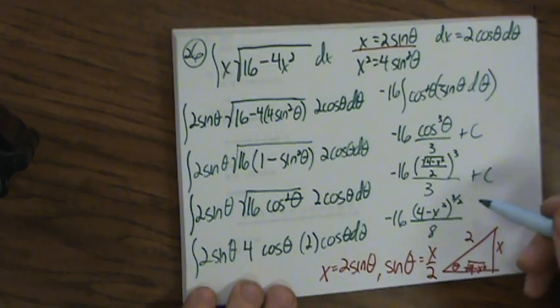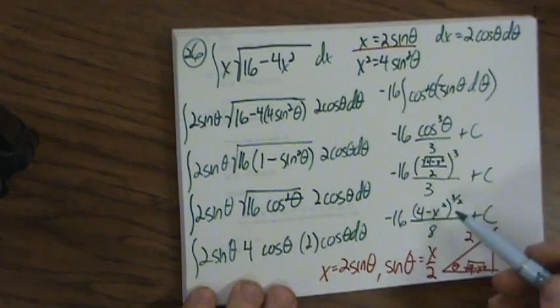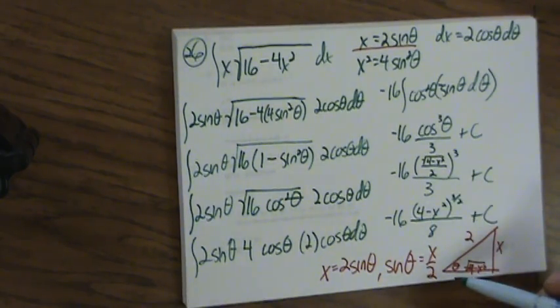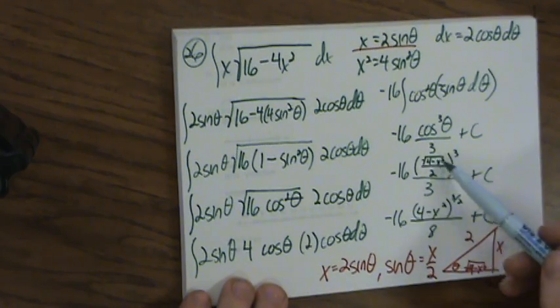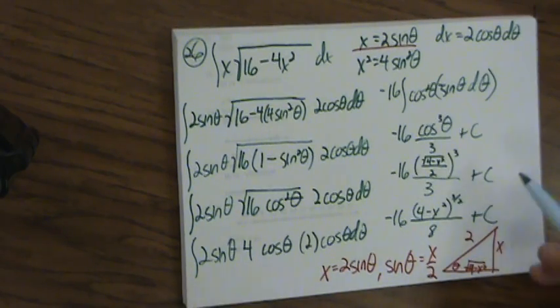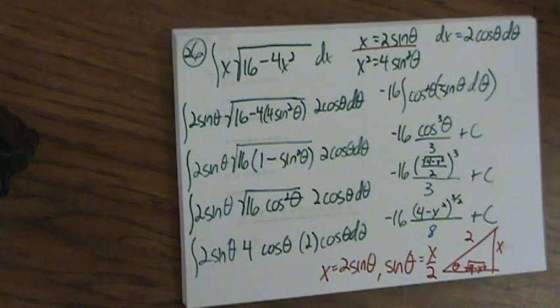Okay. If you possibly got lost here with raising this to the 3/2, just review changing between radical form and rational exponent form. Okay, that's going to do it for this video. There will be more to come. All right, goodbye.